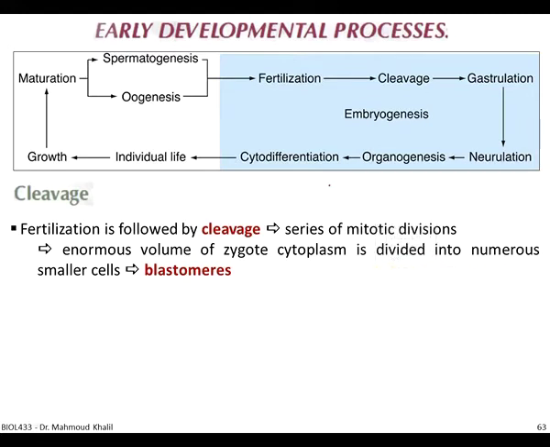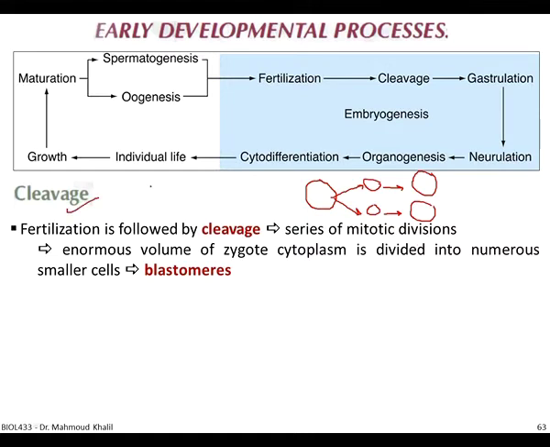and cleavage. In normal cell division, what happens? I have one single cell, and then it undergoes a mitotic division. It will give rise to two smaller cells, and these two cells will grow until reaching the same size of the parent cell. Okay, this is the normal cell division.